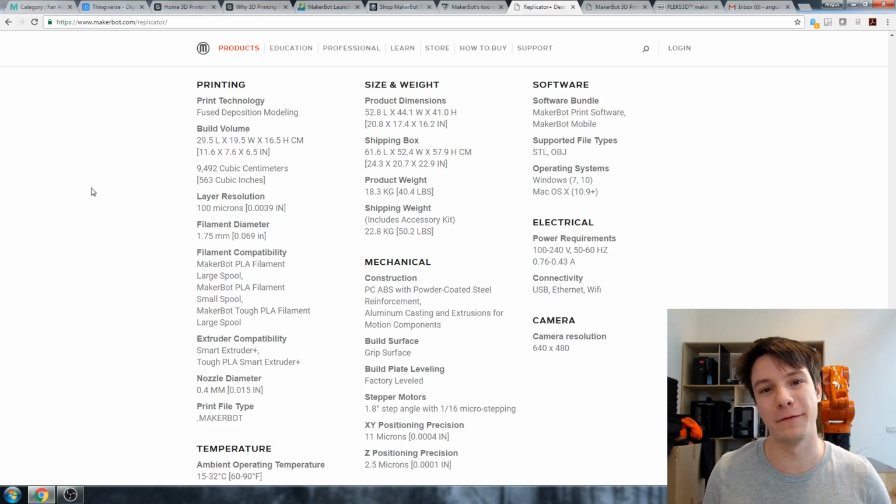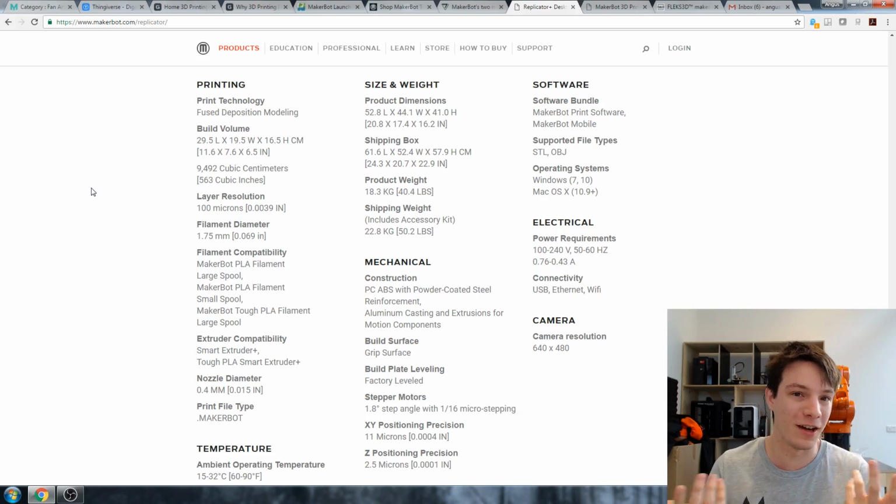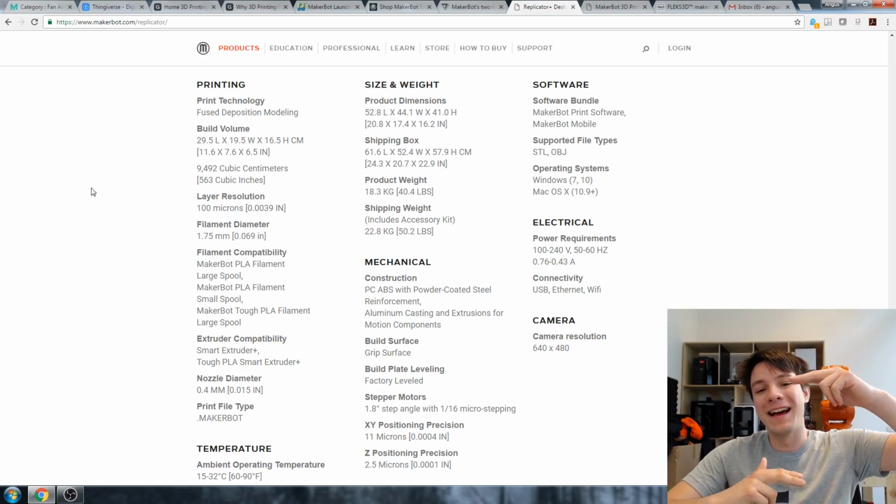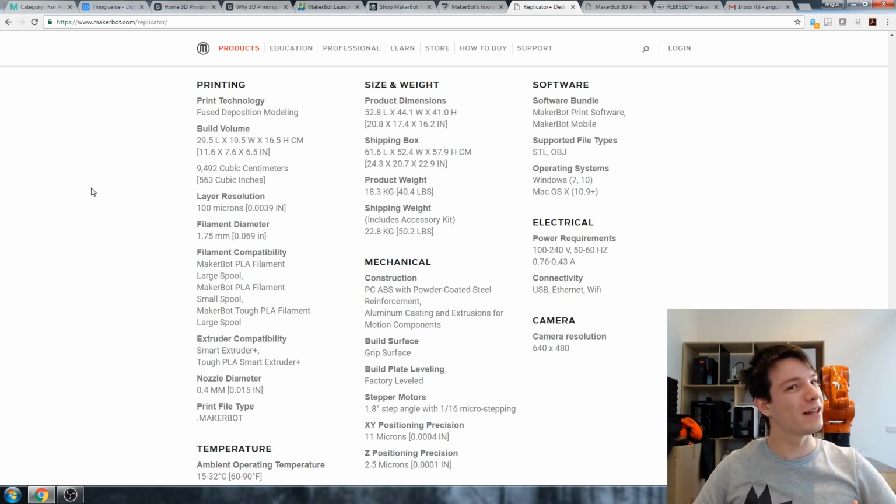But let's give MakerBot a fair chance. Let's have a look at the specs of the new 5th Gen Plus. So the build volume is pretty damn big. It's 295 millimeters by 195 by 165. I hate it when people list centimeters. It should be in millimeters. And so that's a fairly large build volume, a little bit larger than before. And layer resolution 100 microns. Again, that's a bit of misinformation, as I've said in previous videos.